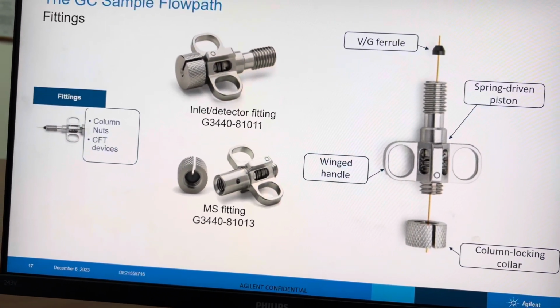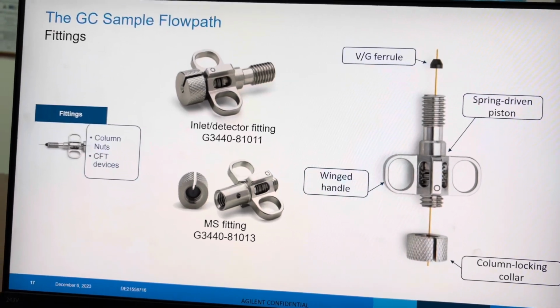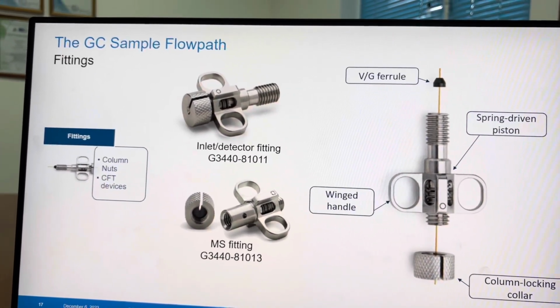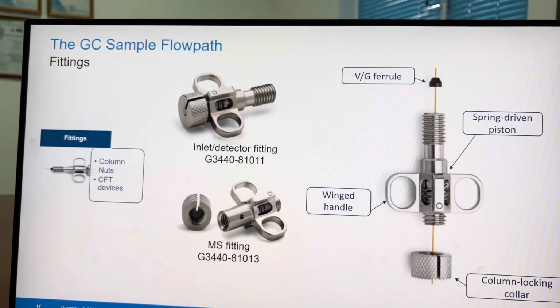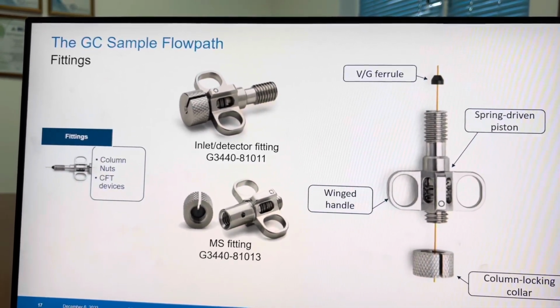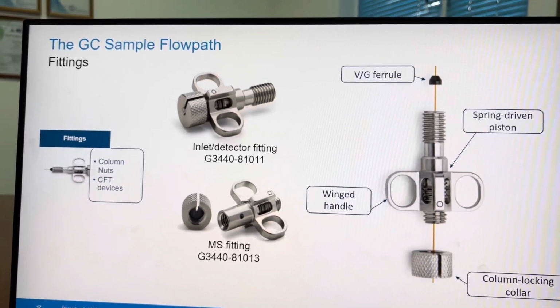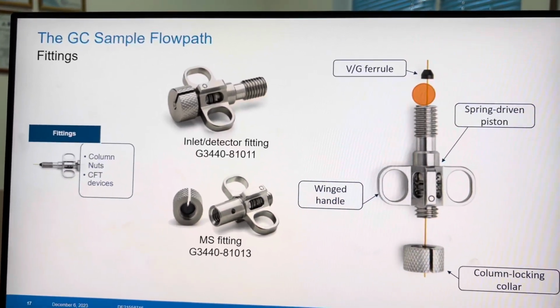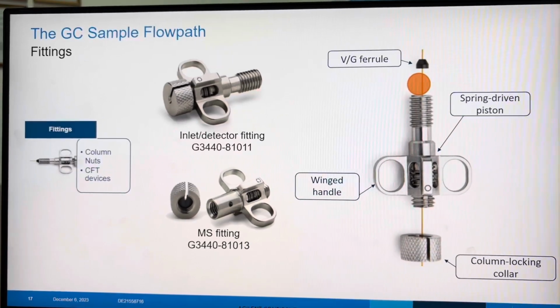In this case, when we are using a spring loaded nut, even if we over tighten, it will not cause column breakage. That will help you. Similarly, with metal ferrules also, the design will help us not to break the column in case we over tighten.